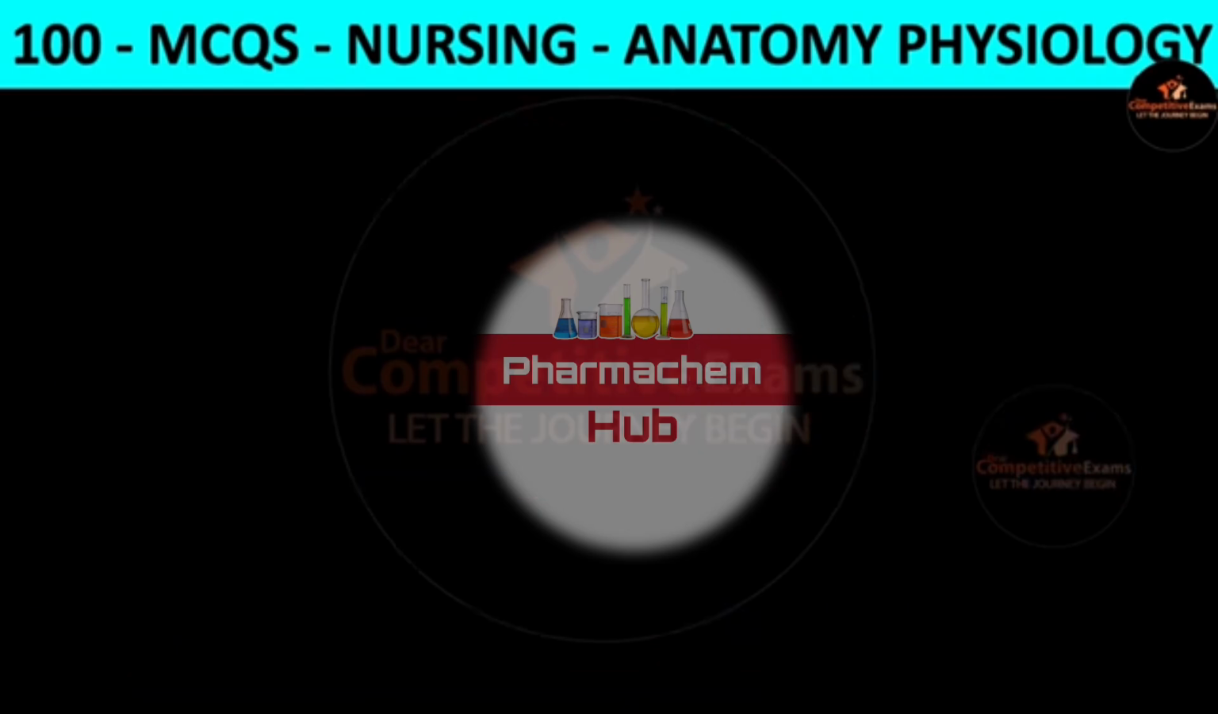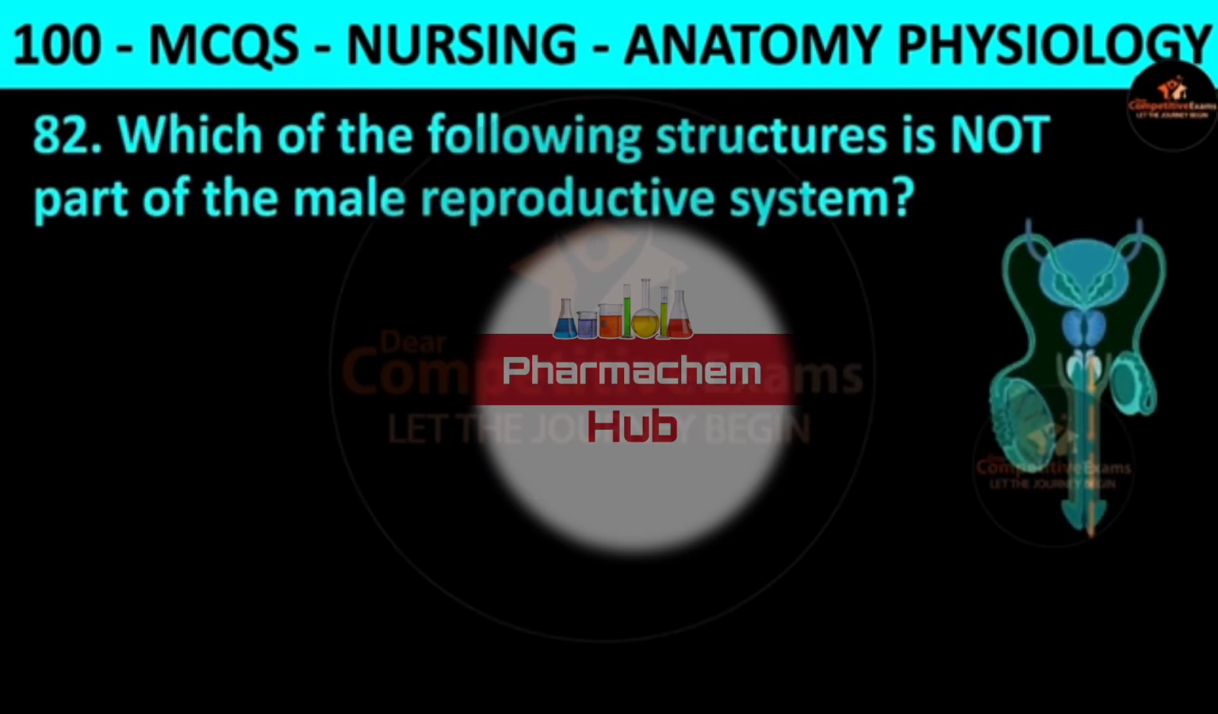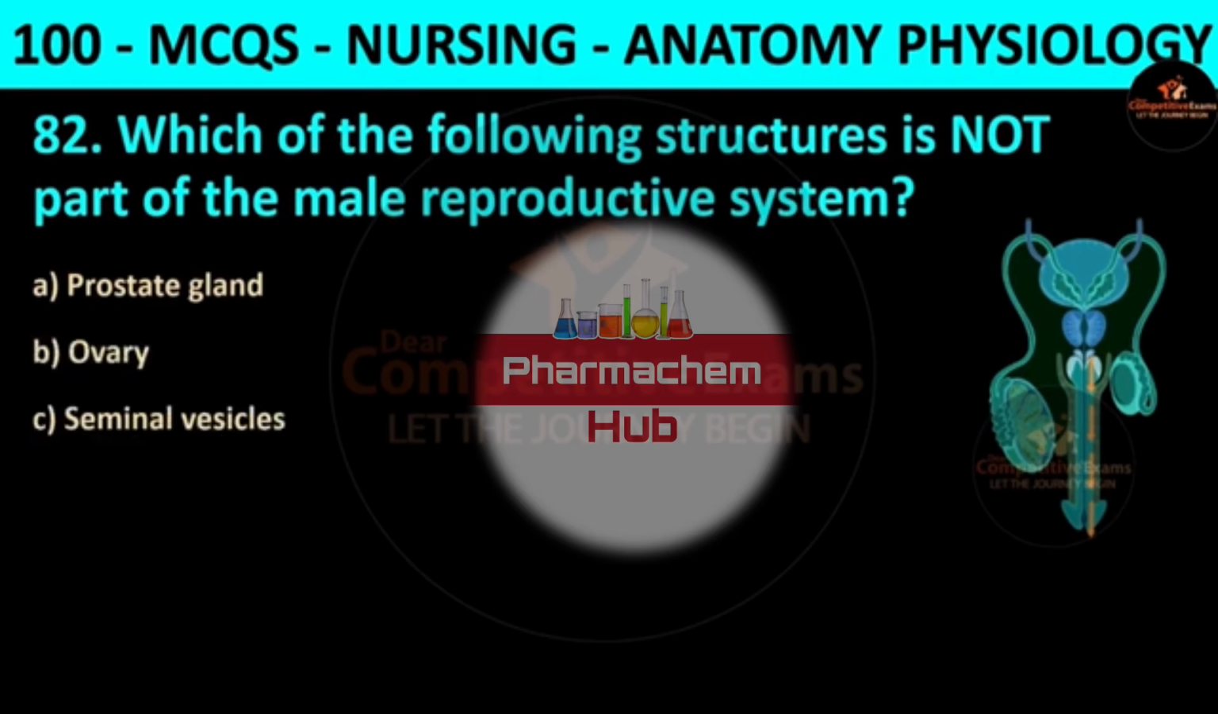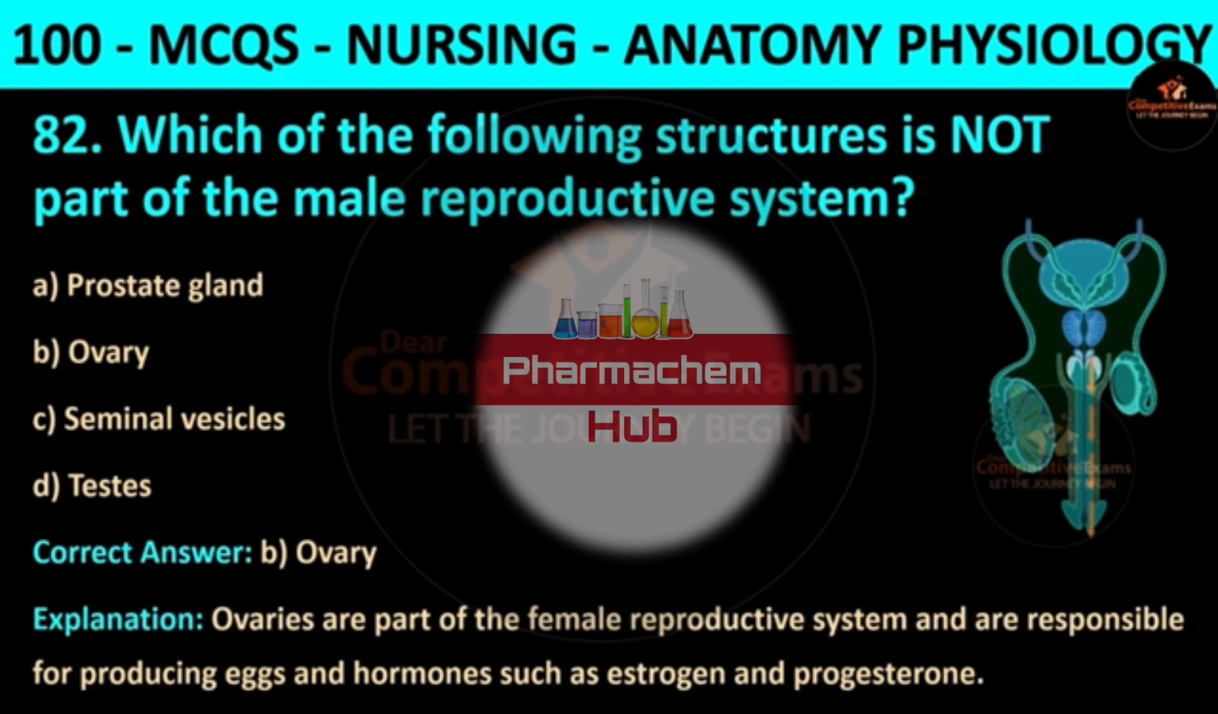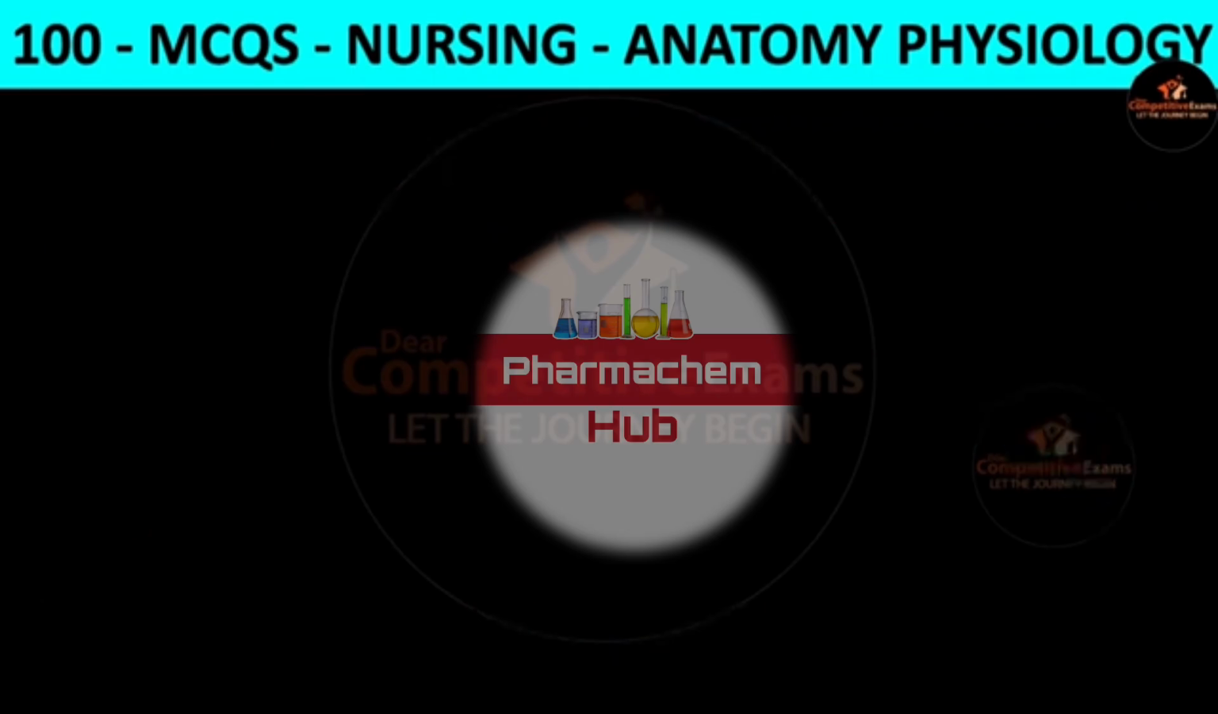Question number 82. Which of the following structures is not part of the male reproductive system? The options are prostate gland, ovary, seminal vesicles, or testes. The correct answer is B, that is ovary. The ovaries are part of the female reproductive system and are responsible for producing eggs and hormones such as estrogen and progesterone.